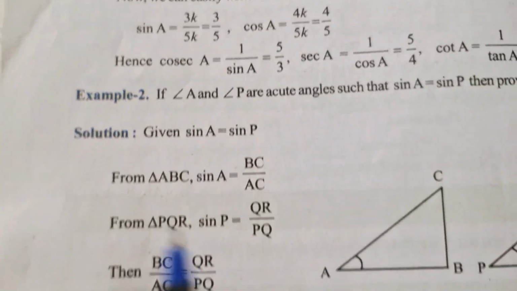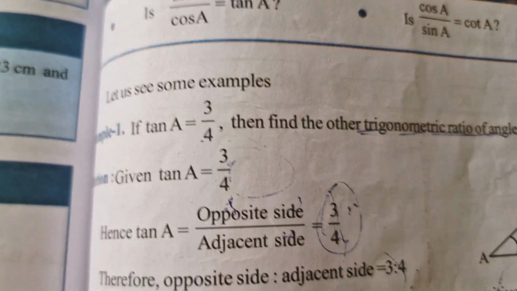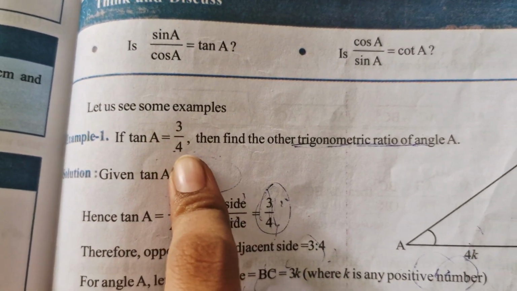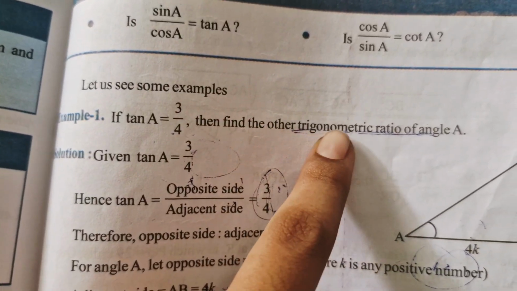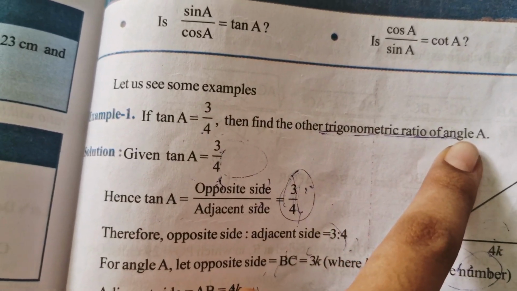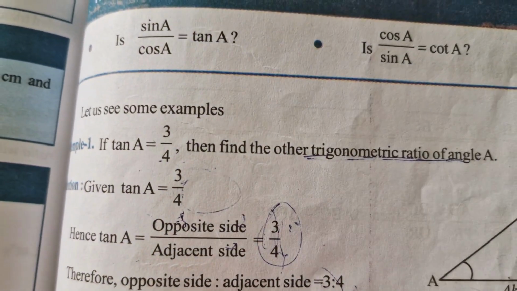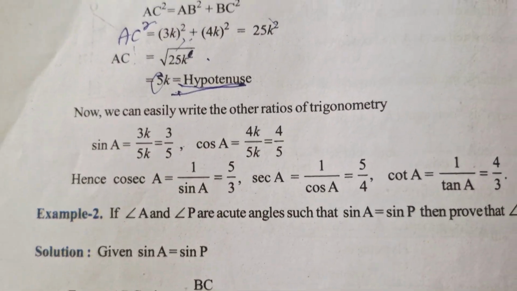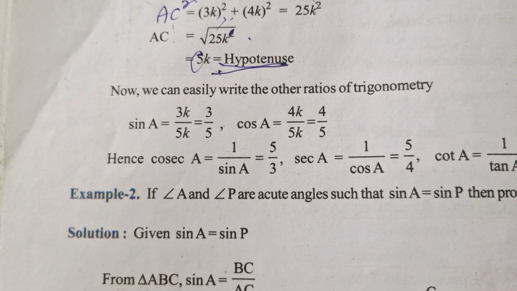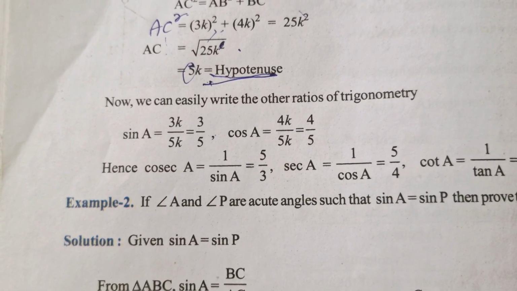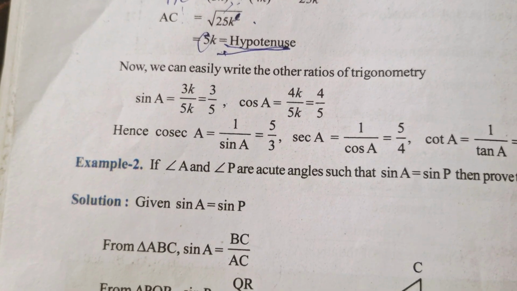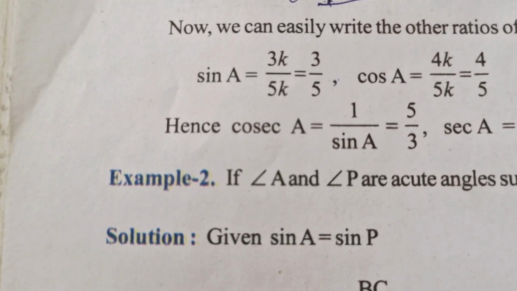In the question, they have asked: if tan A is equal to 3 by 4, then find the other trigonometric ratios of angle A. So we are finding the other ratios too. What are the other two ratios? It is sine and cos. So let us see here.